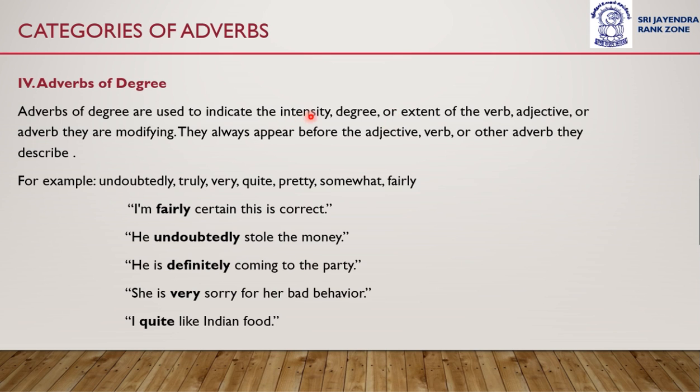They indicate to us the intensity, degree, or extent of the verb, adjective, or adverb they are modifying. I quite like Indian food. She is very sorry for her bad behavior. He is definitely coming to the party. So, fairly, undoubtedly, definitely, very, quite. All these are adverbs of degree.